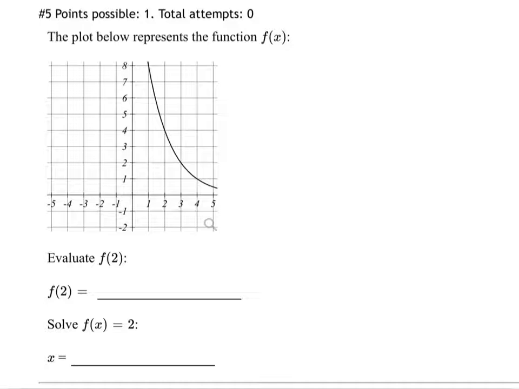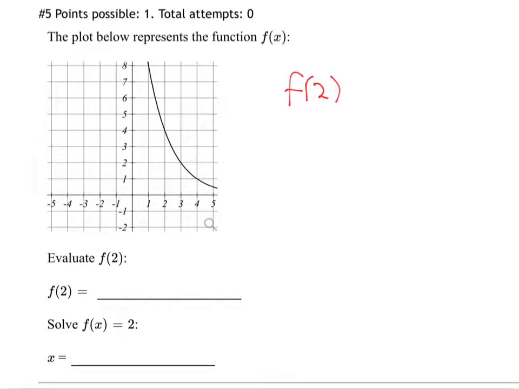How about the plot below represents the function f of x, and they want us to evaluate f of 2. Yeah, this is good. So what do they want me to do? When they say evaluate f of 2, what exactly are they saying? That I'm going to read the answer off the graph. There's nothing actually to calculate. It's just a matter of reading the answer off the graph.